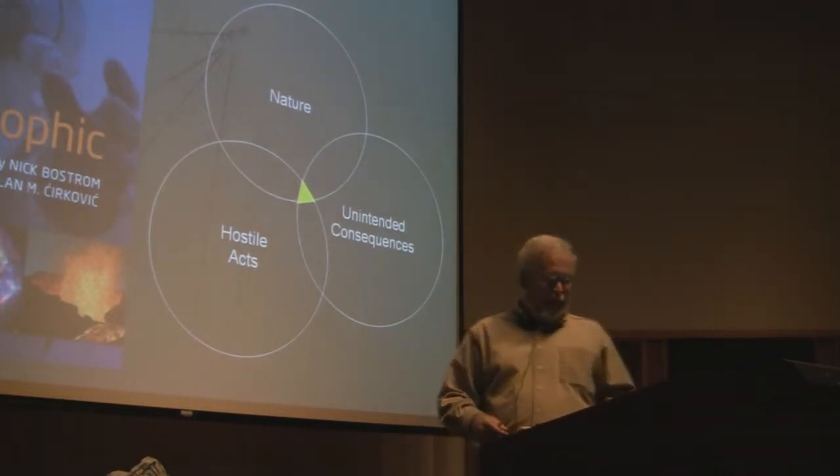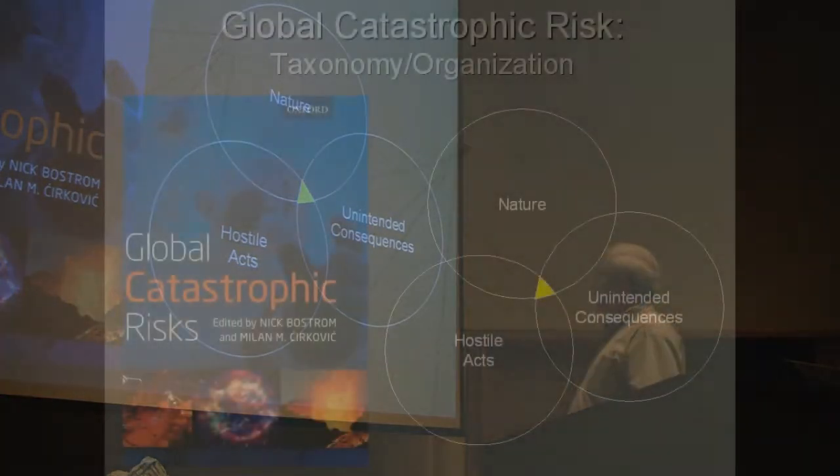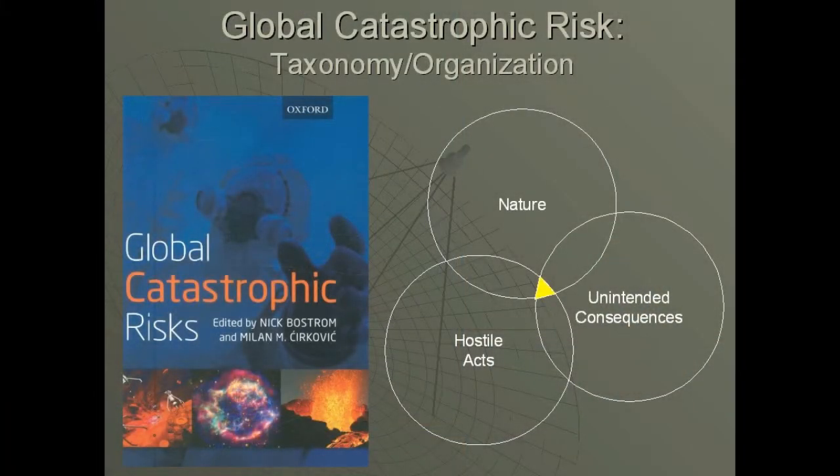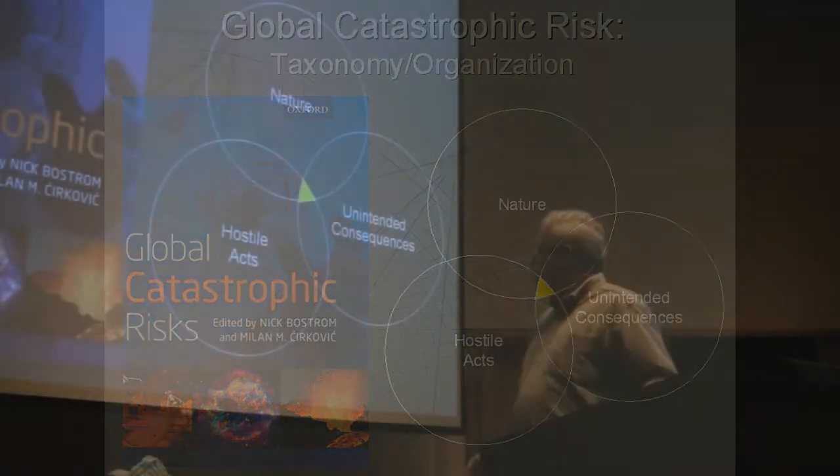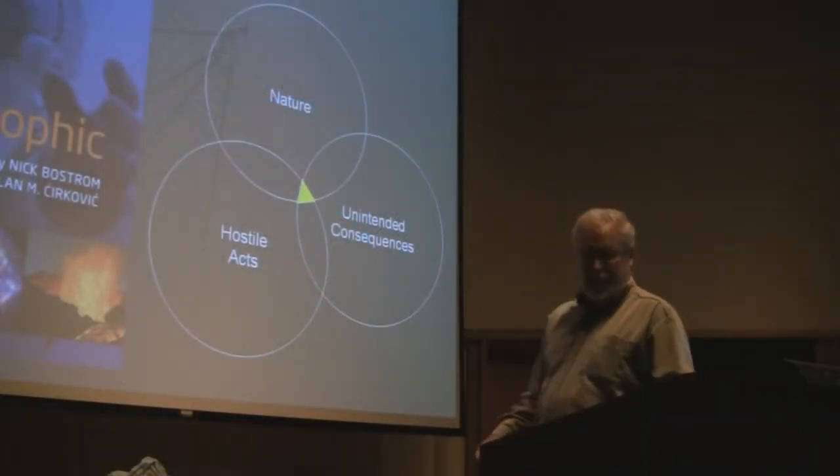Okay, more fun books. Now we get into global catastrophic risks generically. Here's a good book that came out a few years ago. It's got a bunch of different essays in it. The quality isn't uniformly high, but they're pretty good. They categorize global catastrophic risks as falling into one of three types: threats from nature, threats from hostile acts, and threats from unintended consequences. And the kind of scenario I've been talking about is really the intersection of all three.